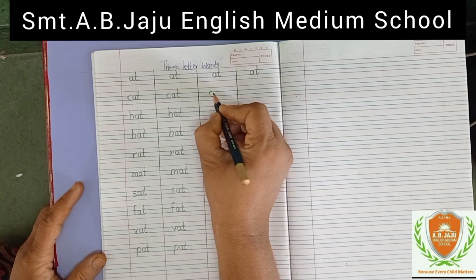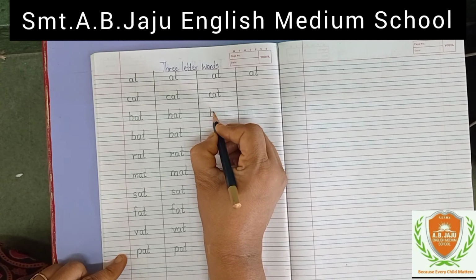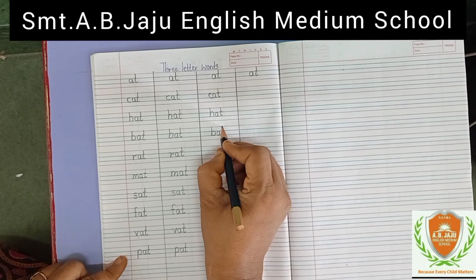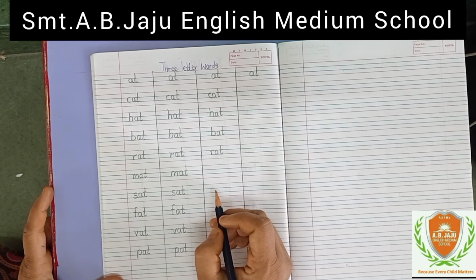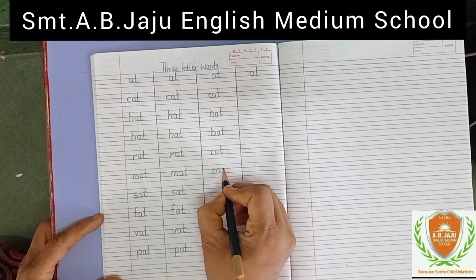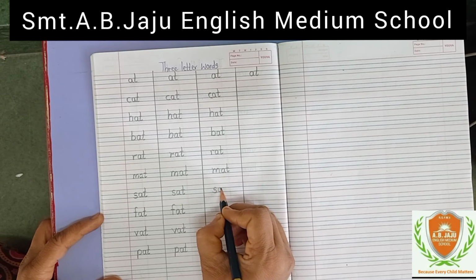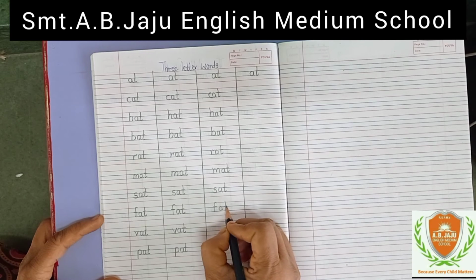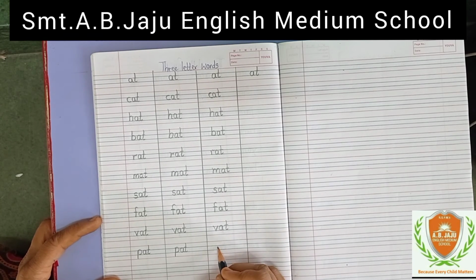Again. C, A, T, cat. H, A, T, hat. B, A, T, bat. R, A, T, rat. M, A, T, mat. S, A, T, sat. F, A, T, fat. V, A, T, vat. P, A, T, pat.